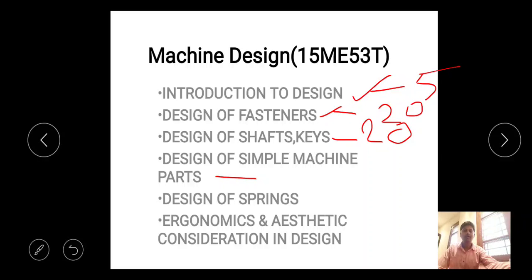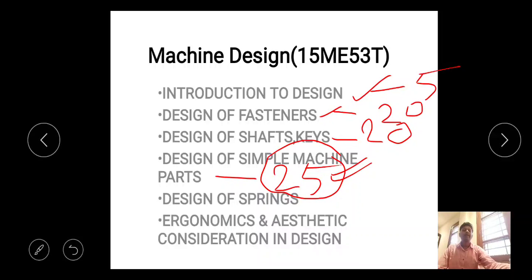Among these three, two will be asked and you have to write one, which consists of a 25 marks problem, only problem. The total weightage of the problem is 25 marks. Two will come and any one you need to solve.